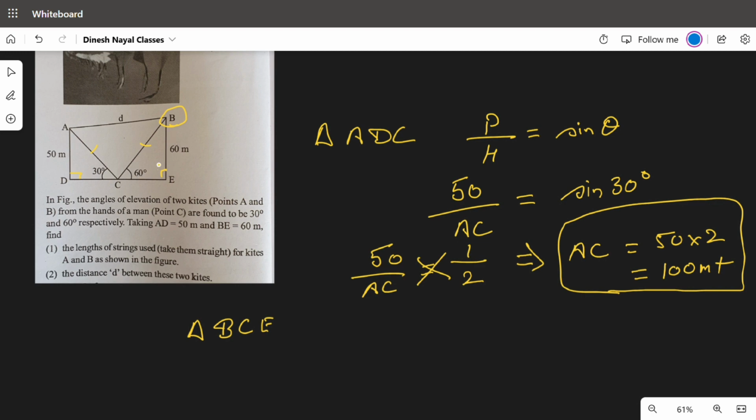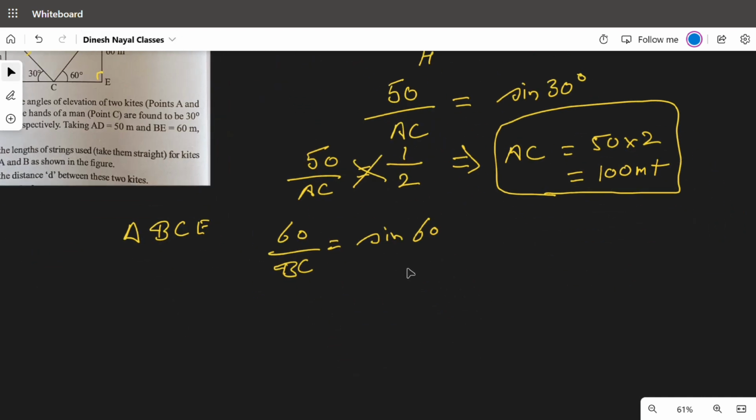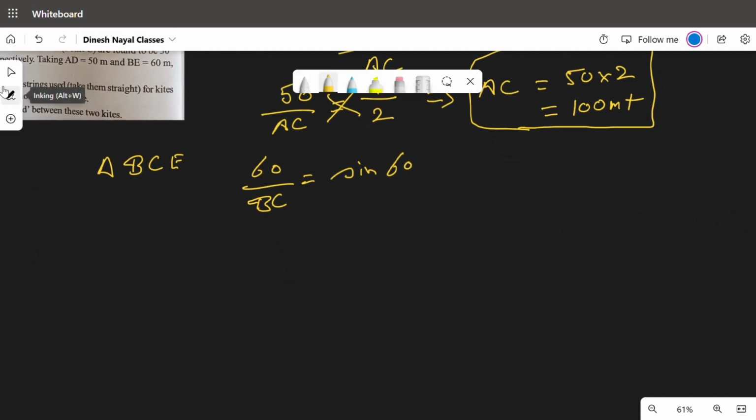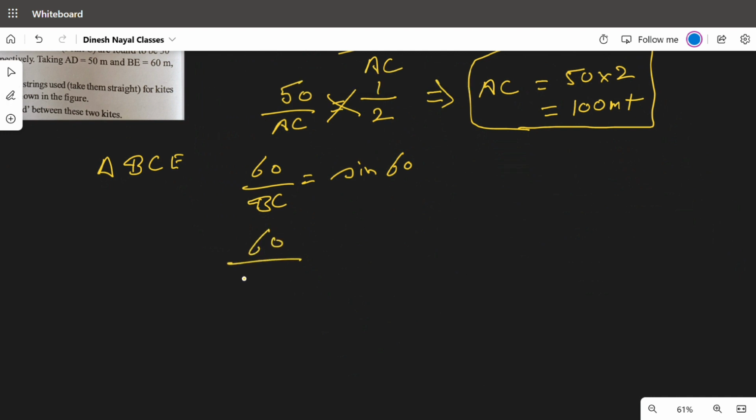So again, applying perpendicular by hypotenuse, which is sine 60. So perpendicular is BE, which is 60, so 60 upon this BC, which will be the length of the string, is equal to sine 60. Okay, now solving it. 60 upon the side BC. Now what is sine 60? Sine 60 is root 3 by 2.